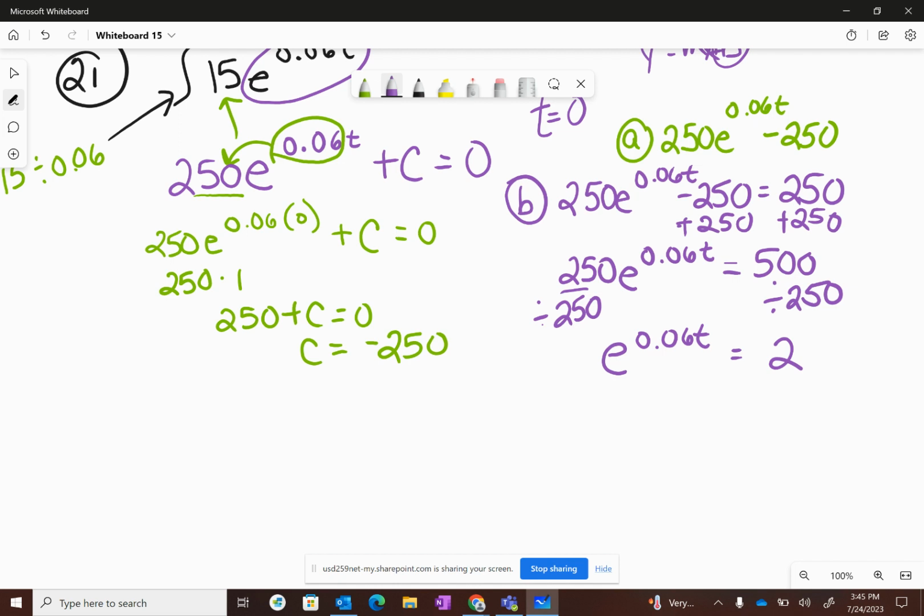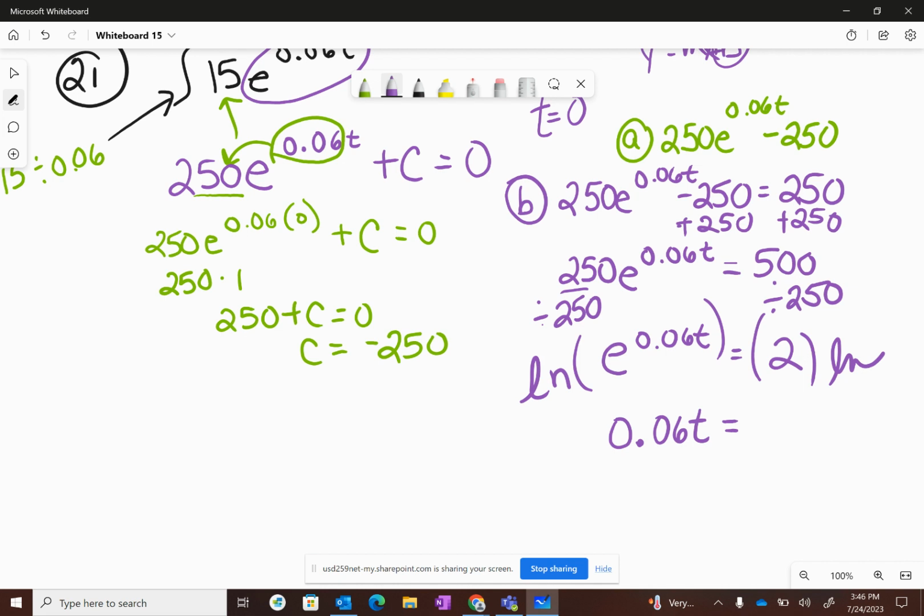Okay, so basically, if you take the ln of this and the ln of this, then you get to drop the e because they're opposites kind of. And then you get to just use the exponent.